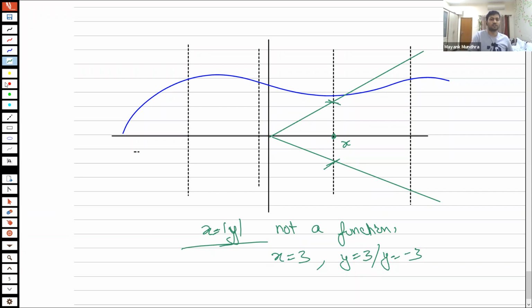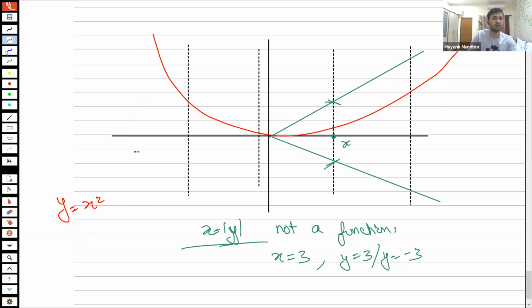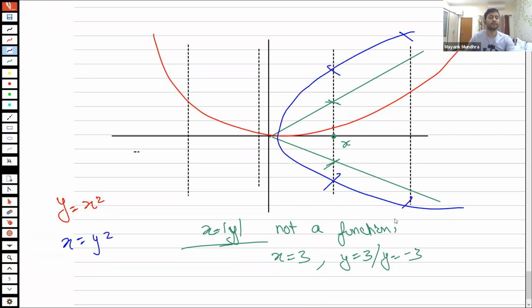Now y equals x squared. Y equals x squared looks like this. Again, this is a function because you see all the vertical lines are hitting it at most once. But x equals y squared, it looks like this. Let me get rid of this blue curve. So x equals y squared looks like this. Now vertical lines are hitting it twice again. So again, not a function.